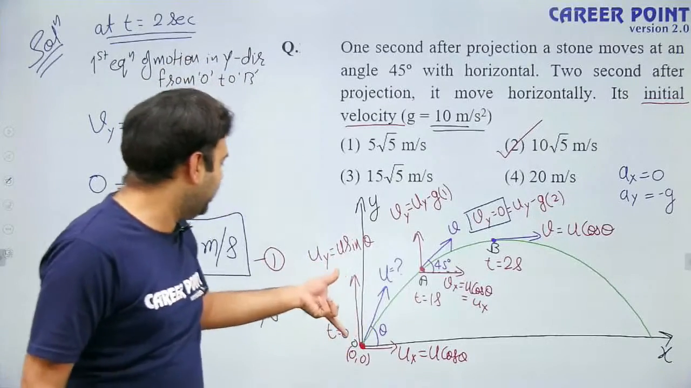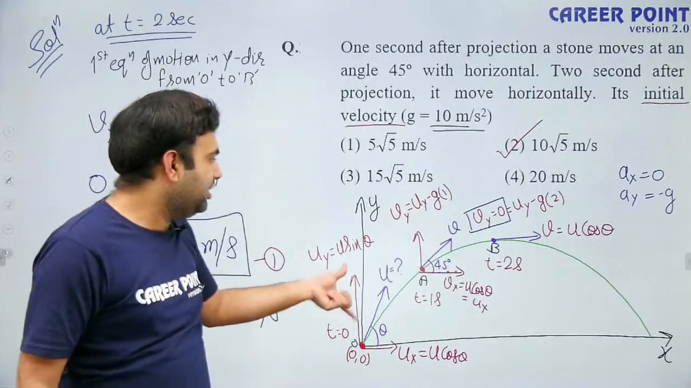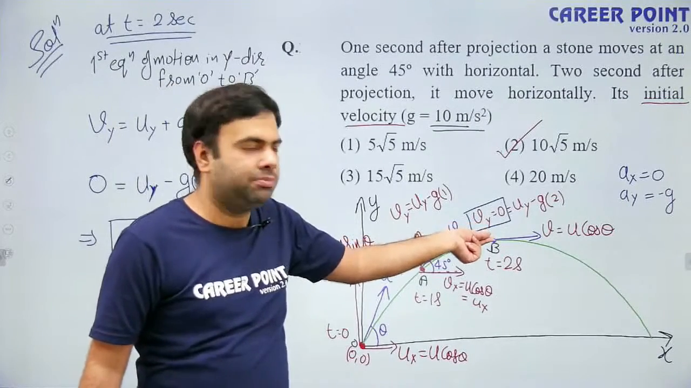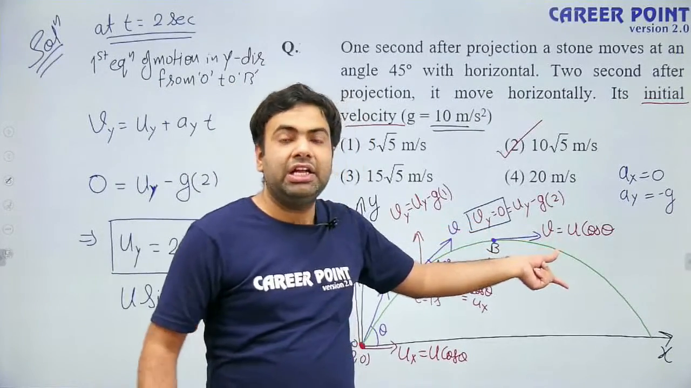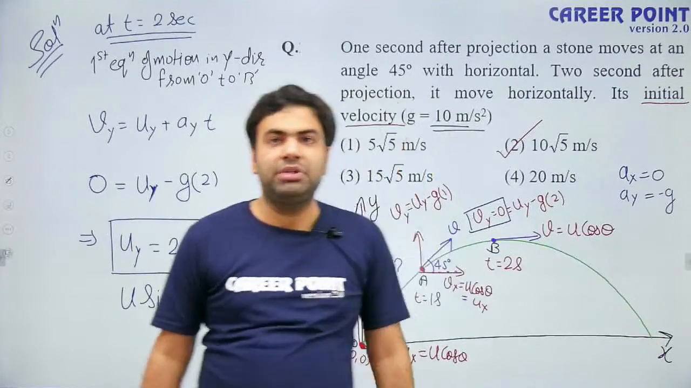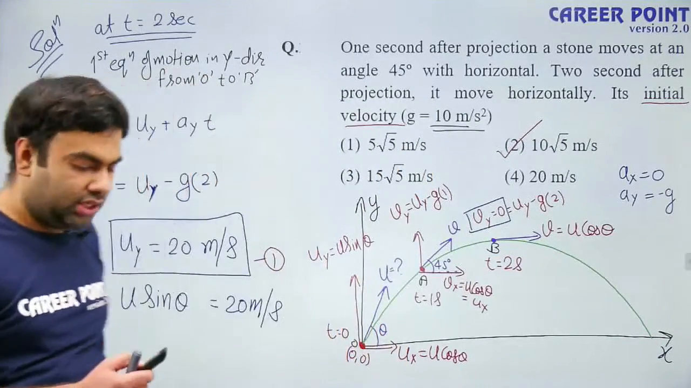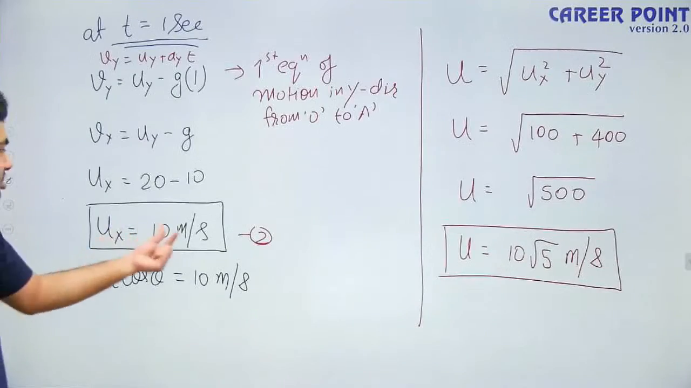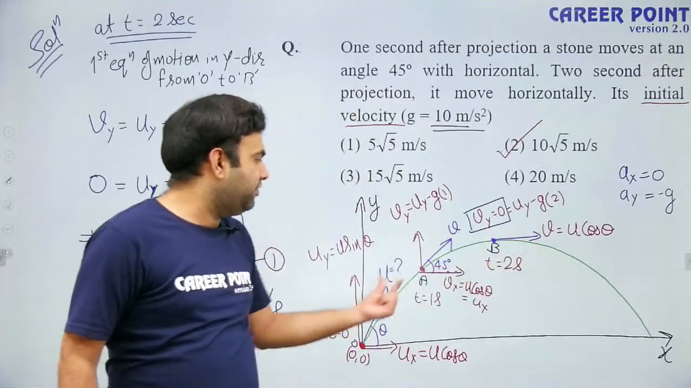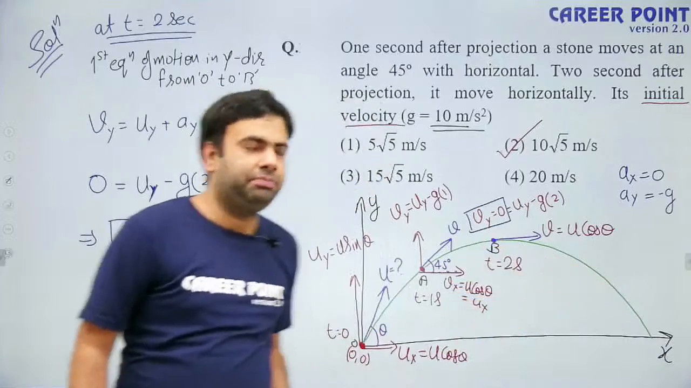So initial velocity in y direction is 20 meter per second. Then after 1 second, it becomes 10 meter per second. After 1 second, it becomes 0. In the next 1 second, it will become negative 10 meter per second. And finally, it will become negative 20 meter per second. And initial velocity in x direction was 10 meter per second, which is constant throughout the motion. Velocity vector in x direction is the same at every place.